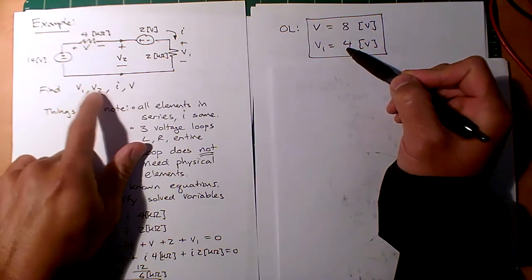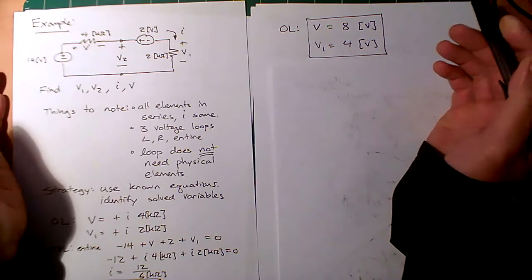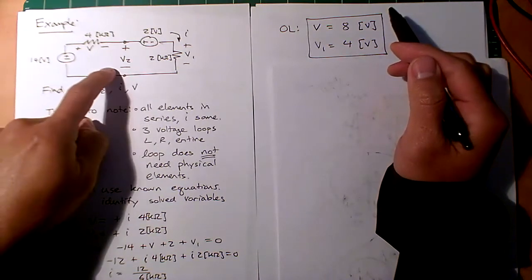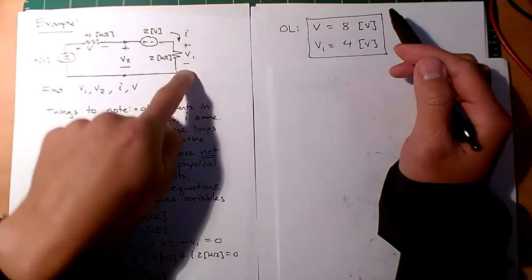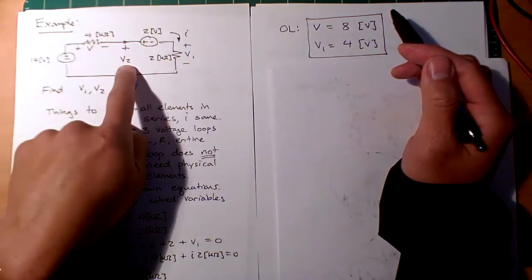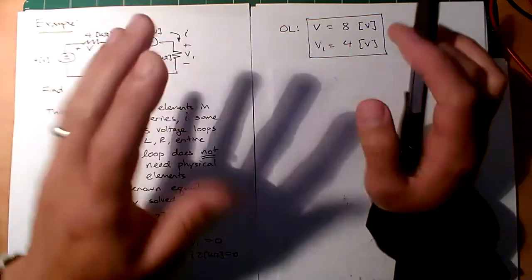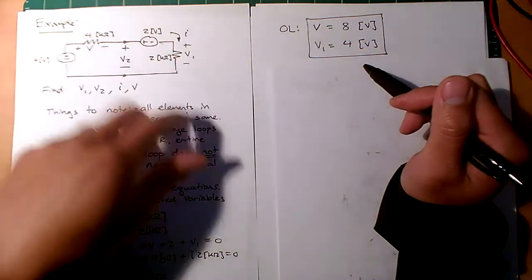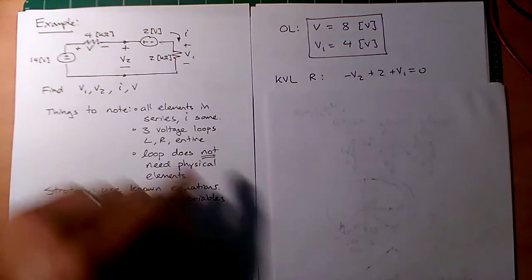So done. We still got to find V2. At this point, it's pretty trivial because now we can apply that KVL either around the left or the right loop. We know these two voltages, so if we apply a KVL around here, we're going to get that unknown, or we can do a KVL around here. Either one, at this point, it's your choice. And so that's the last step.